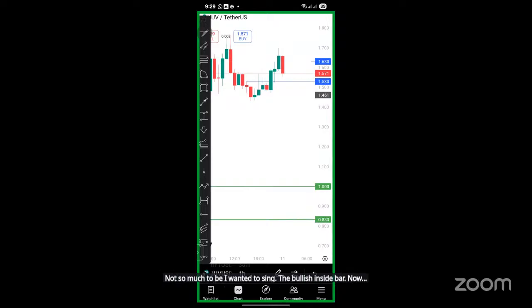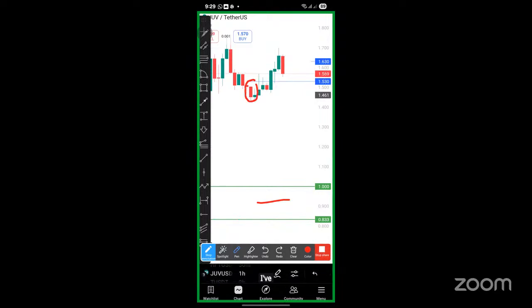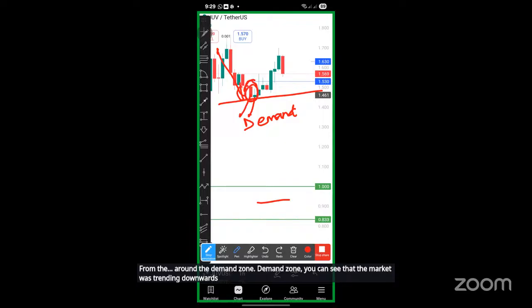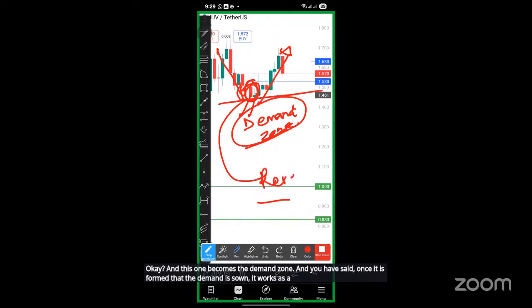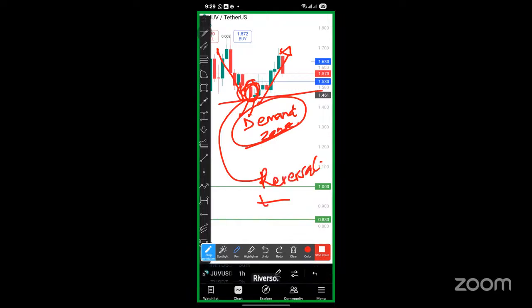Now, let's take an example of this pattern. Okay, you can see this one here. I see this pattern here where I have a big bearish candle and a small bearish candle formed at around the demand zone. You can see that the market was trending downwards. Then after finding this pattern, the market shoots up. And this one becomes the demand zone. And we have said once it is formed at the demand zone, it works as a reversal signal to the upward side.